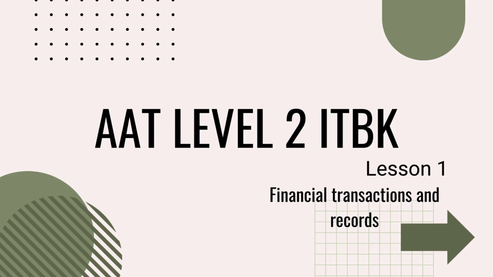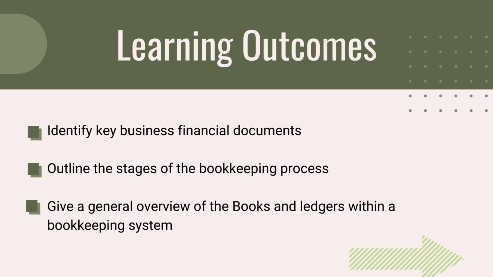Okay, guys, this is AAT Level 2 Introduction to Bookkeeping, Lesson 1: Financial Transactions and Records. The learning outcomes for today are to be able to identify key business financial documents, be able to outline the stages of the bookkeeping process, and to be able to give a general overview of the books and ledgers within a bookkeeping system.